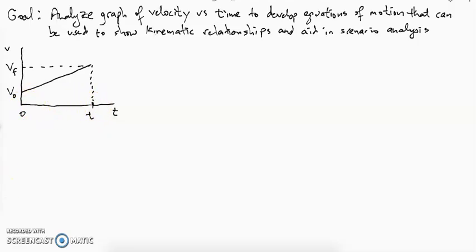So a graph of that motion wouldn't be a general VO and a general VF and a general time. It would be, we're starting at about 15 meters per second, and we're going to end up at 32 meters per second, and let's say that it takes 4 seconds.